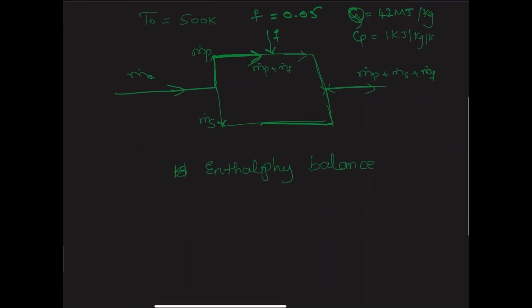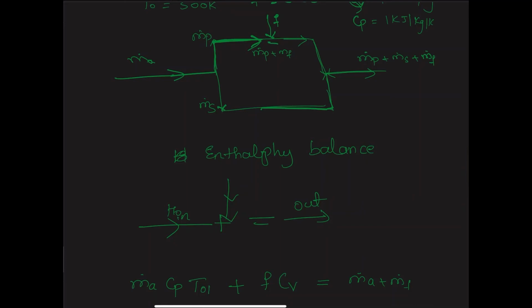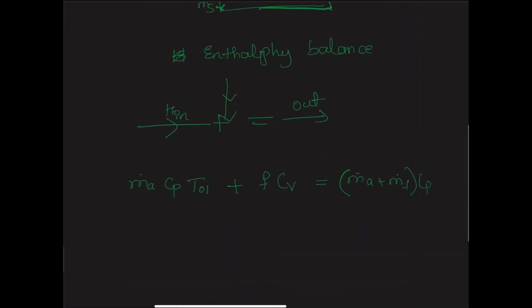So whatever the input is there and whatever you are adding should be equal to whatever the output you are getting. So here the input is mass flow rate of air. This is input enthalpy Cp into T01 plus you are adding fuel into Cv is equals to, what can be written, mass flow rate of air plus mass flow rate of fuel, which you are adding here, into Cp into T02. So we know T01, this numerical is to calculate T02.